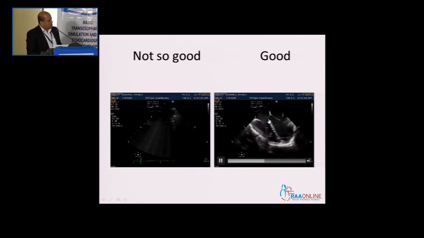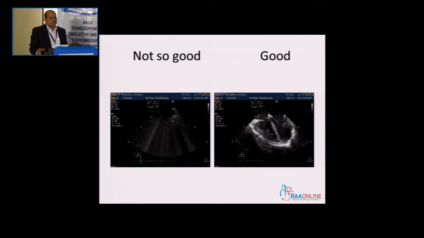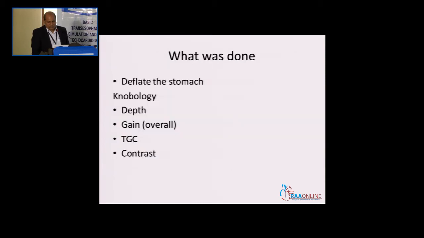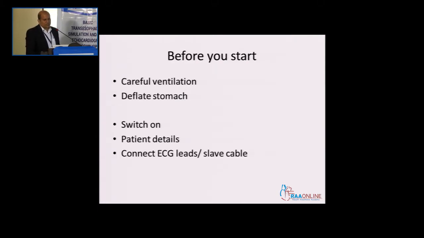But after 2 minutes, on the picture on the right side, you get a crystal clear picture. So what was done? There was a lot of air in the stomach, so we deflated the air and we played around with the knobs. What we adjusted was the depth, gain, the time gain compensation and contrast to get that picture.